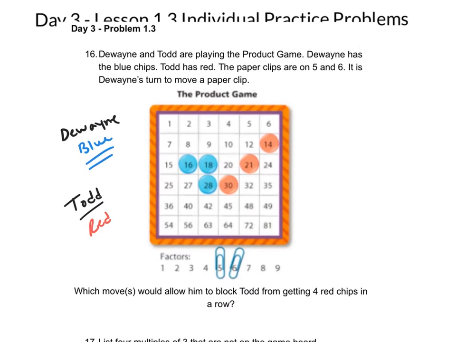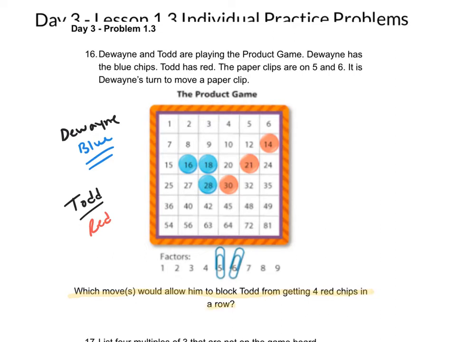It was number 16. It says, Dwayne and Todd are playing the product game. Dwayne has the blue chips, so I wrote that here so we can remember. Dwayne is blue and Todd is red. The paper clips are on 5 and 6, and it's Dwayne's turn to move the paper clip. What we need to see is which moves would allow him to block Todd from getting 4 in a row.